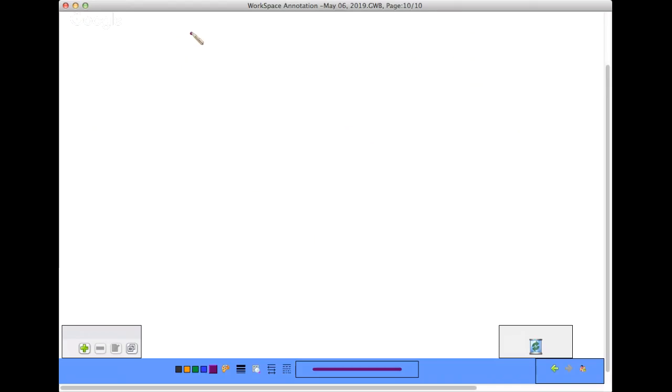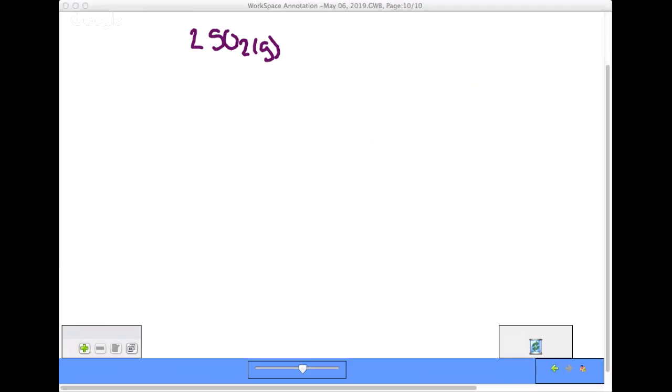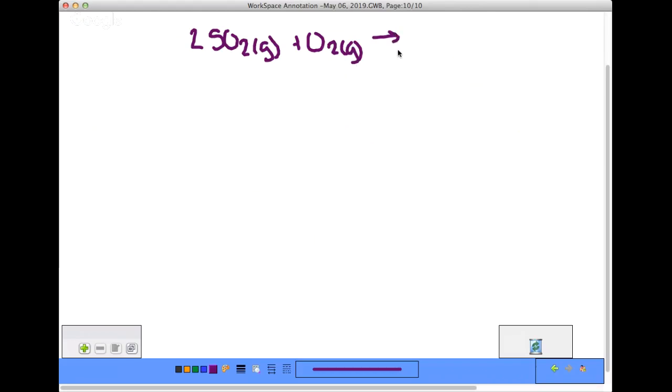All right, here's our equation. We have 2 SO2 as a gas, plus oxygen as a gas, back and forth.